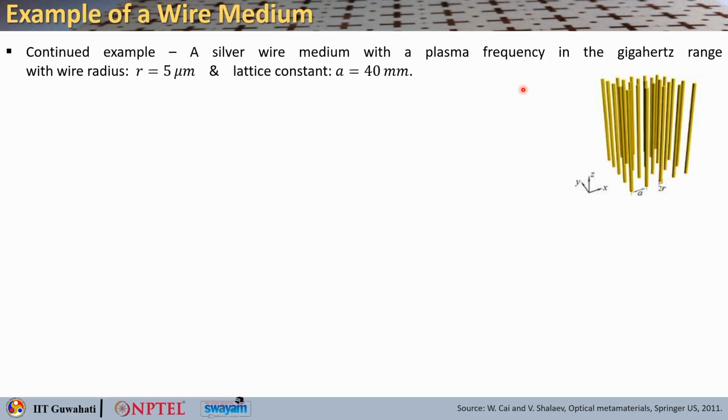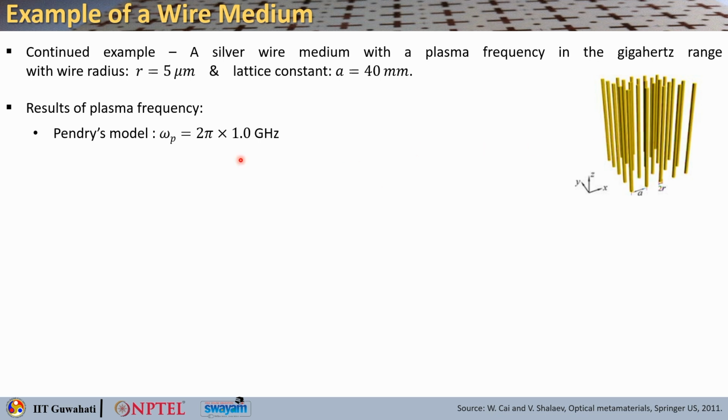2D silver array. This has a plasma frequency in the gigahertz range. If you look at the structure carefully, you can see that the wire radius, r, is taken to be 5 micron, and the lattice constant a is of the order of 40 millimeter. We also consider the electron density to be around 5.8 × 10^28 per meter cube, and the conductivity around 6.3 × 10^7 Siemens per meter. This is something we have seen in the previous lecture.